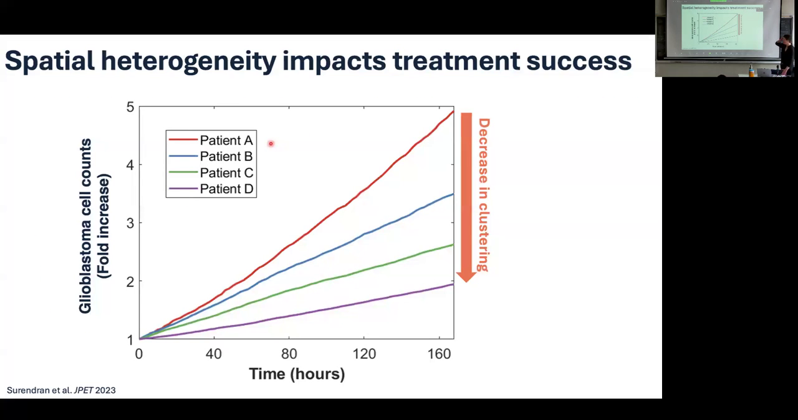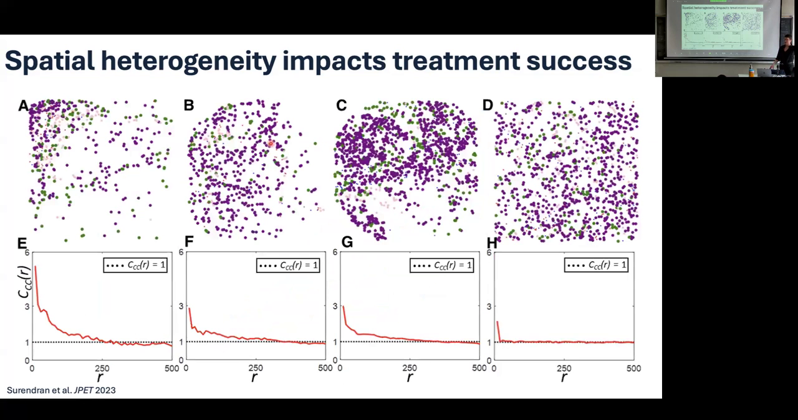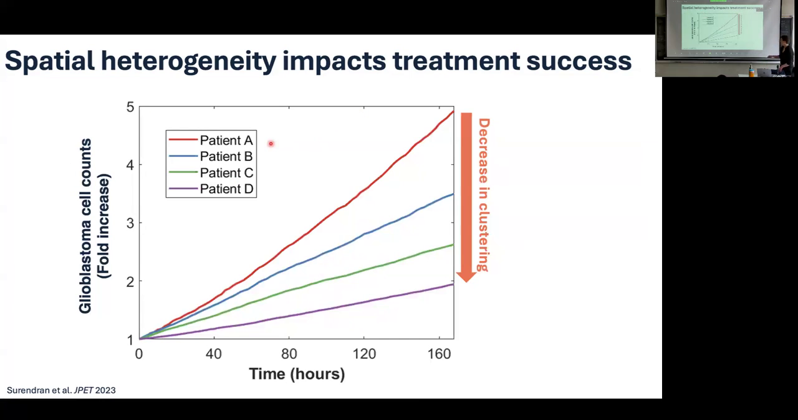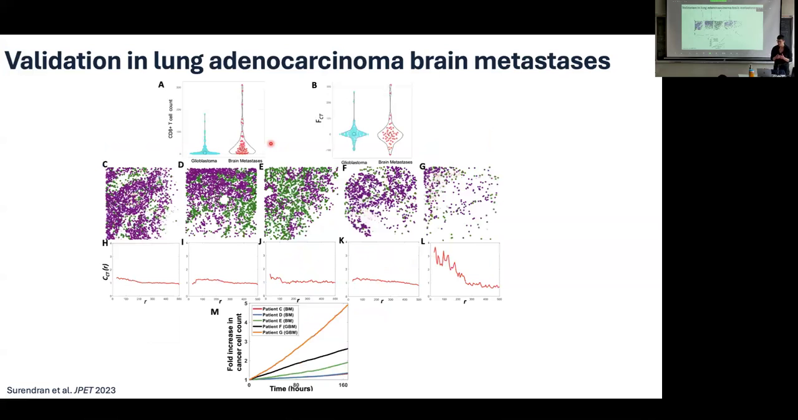Okay, so one way we could test this is by just ranking the patients. For example, if you look at cell fold increases of the tumor in each of these patients, just remember A is most clustered, D is least clustered. You can see that patient A has the fastest growth under therapy because of just what I said. There's this clustering that acts as a protective measure against T cell infiltration into the tumor. And so we wondered what we could do about this.